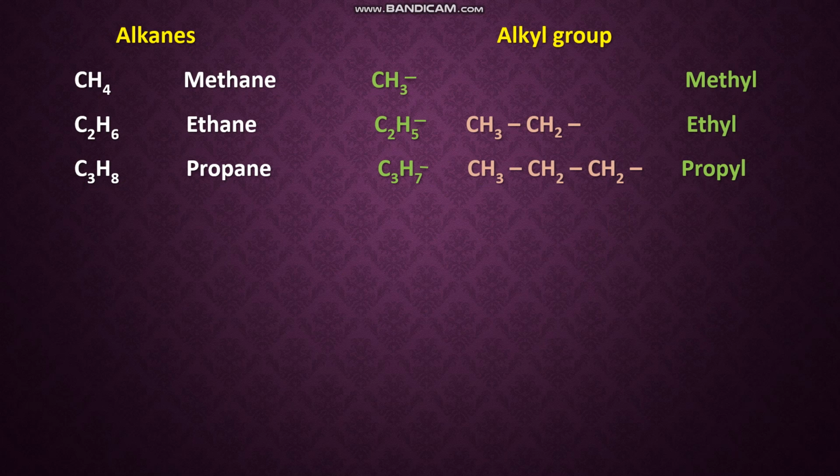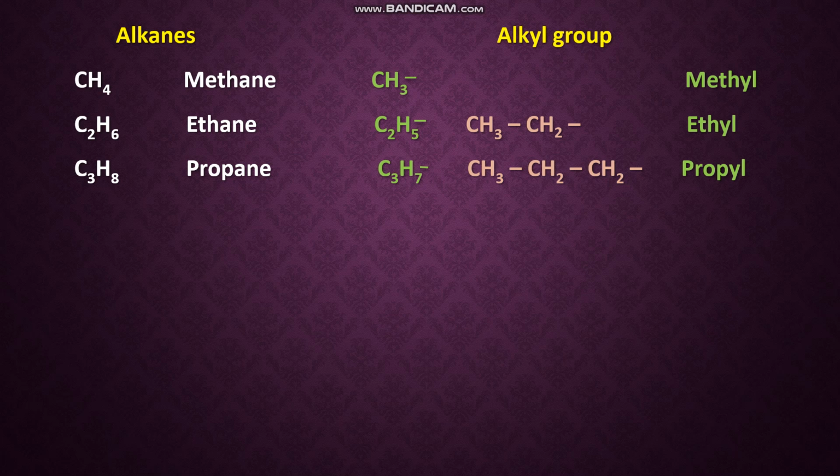So before starting the addition reaction, let us see what is meant by an alkyl group. So we have learnt already about the alkanes. The first member of alkane is methane. Its molecular formula is CH4. Next, ethane, C2H6. Next, propane, C3H8 and so on. So an alkyl group means one hydrogen atom less in the alkane.